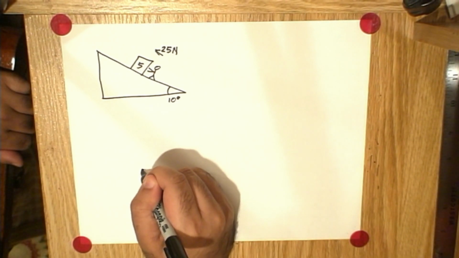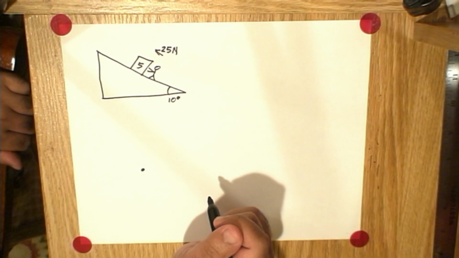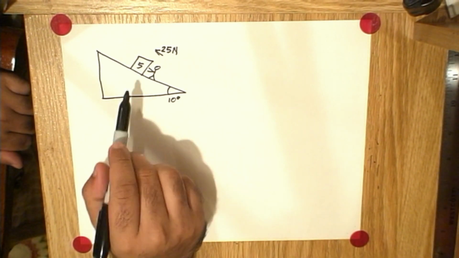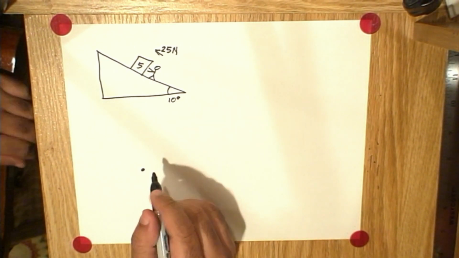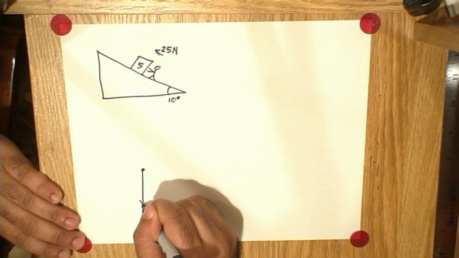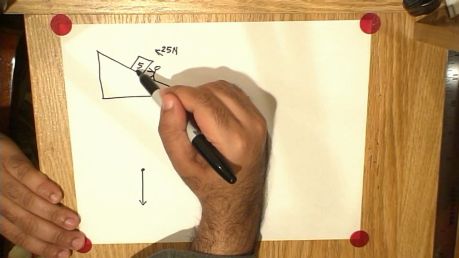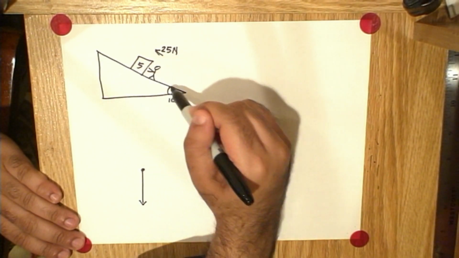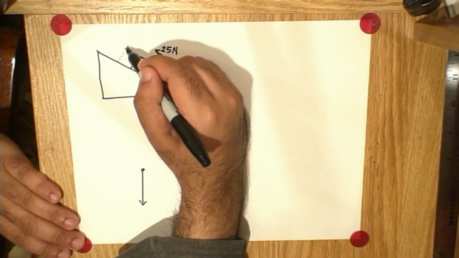So, let us draw the free body diagram. As far as this 5 kilogram object goes, there are 3 forces acting on it. First, there is weight pointed downwards. There is normal force, which is always pointed at right angles to this surface. So if the surface looks like this, then the normal force has to look something like this.